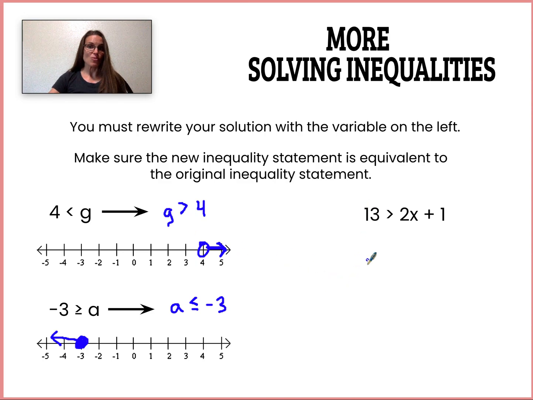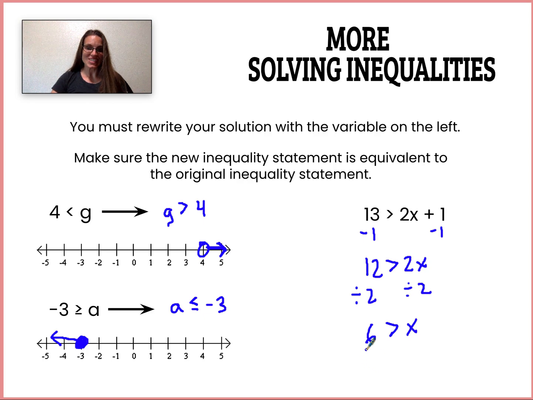Here's an example where we would do that. We're trying to isolate x. Our first inverse operation is to subtract 1 from both sides. 12 is greater than 2x. Second inverse operation is to divide by 2. 12 divided by 2 is 6. 2x divided by 2 is just x.